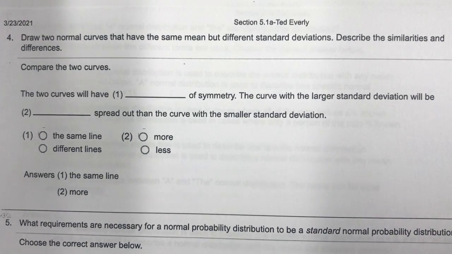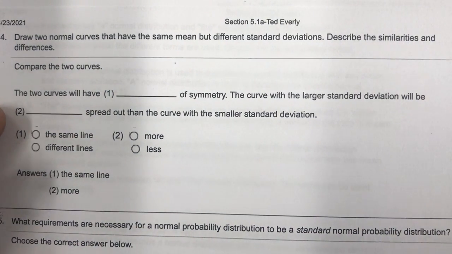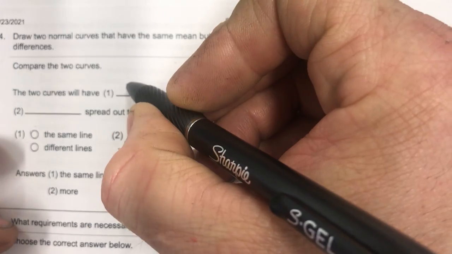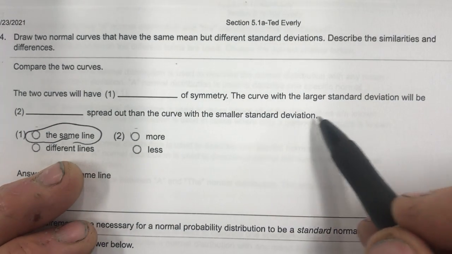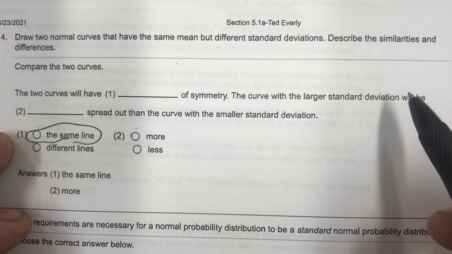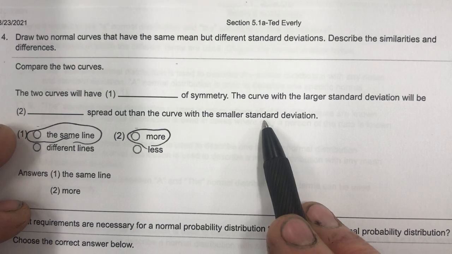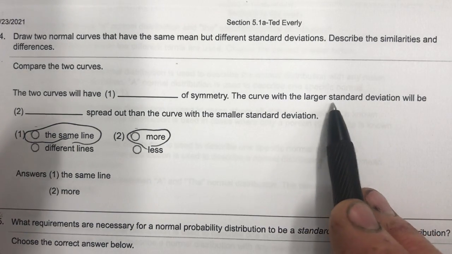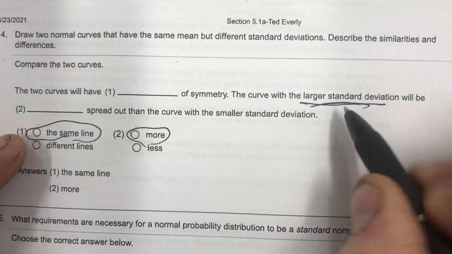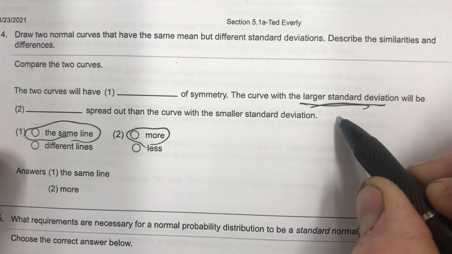So compare the 2 curves. The 2 curves will have the same line of symmetry. The curve with the larger standard deviation will be more spread out than the curve with the smaller standard deviation. So what to remember: when the standard deviation is larger, it's going to be more spread out.